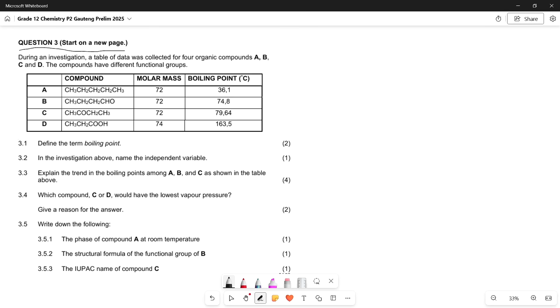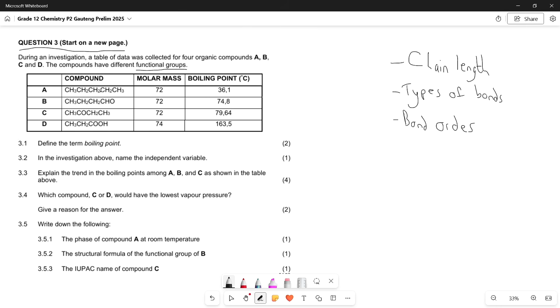So question 3 says, during an investigation, a table of data was collected for 4 organic compounds, A, B, C, and D, as we have over here. The compounds have different functional groups, so that is how we're distinguishing things. We usually compare one of 3 different factors, either the chain length, or the types of bonds. In this case, considering there are different functional groups, they'll have different types of bonds, and then bond order, which is less common than the first 2. So we usually just compare one or the other. What we're going to see here is that they usually have the same amount of C's if we're just going to compare the different functional groups and the different types of bonds. But let's see what's happening here.